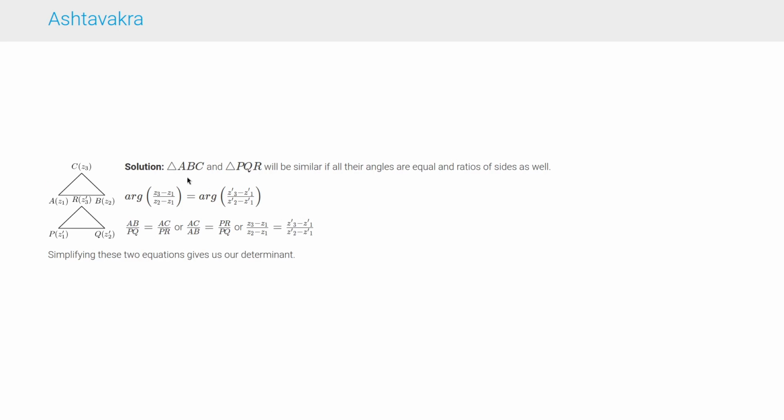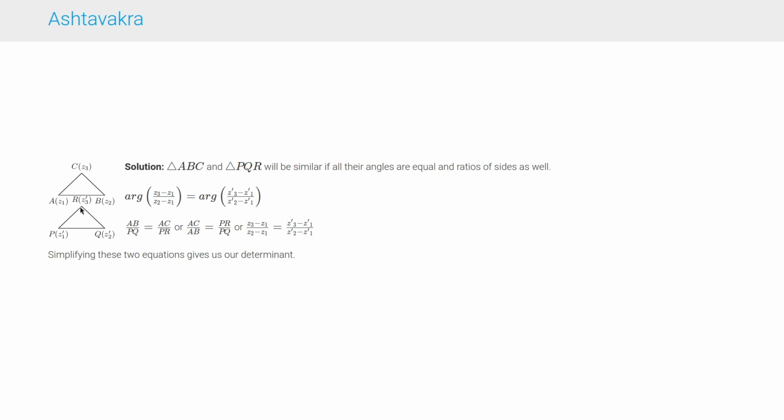So we know from geometry that the triangles will be similar if all their angles are equal and the ratio of sides as well. So we have taken two angles here. Argument of (Z3 minus Z1) by (Z2 minus Z1) is equal to argument of (Z3 prime minus Z1 prime) by (Z2 prime minus Z1 prime). And the ratio of sides as AB by PQ is equal to AC by PR.